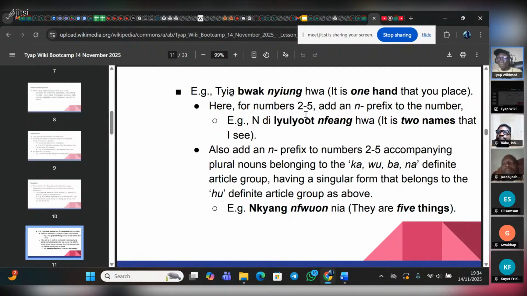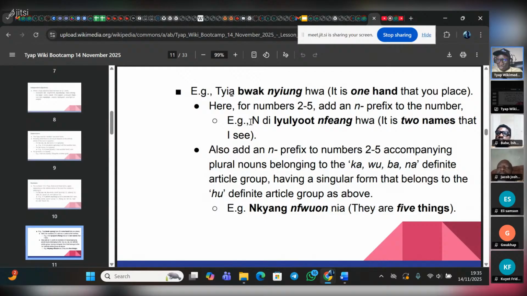But right here, we have some explanations that we need to take note of. Now, we usually use new, fair, tag, nine, phone, especially when the object is singular. But when the object is plural, there's something we usually add to the fair, tag, nine, phone. So that only affects numbers 2, 3, 4, 5. Here, for numbers 2 to 5, you add the prefix n to that very number.